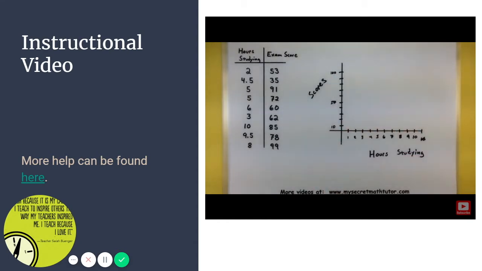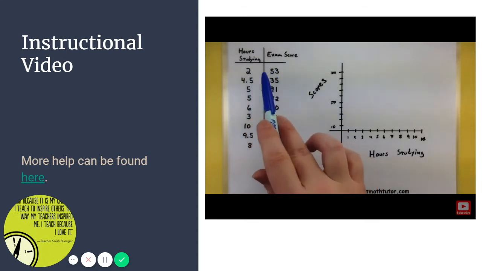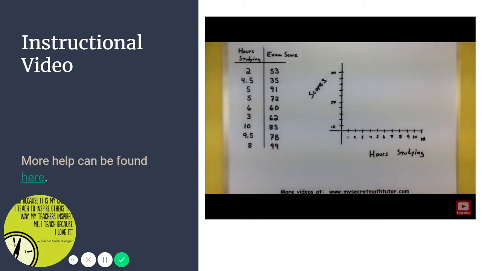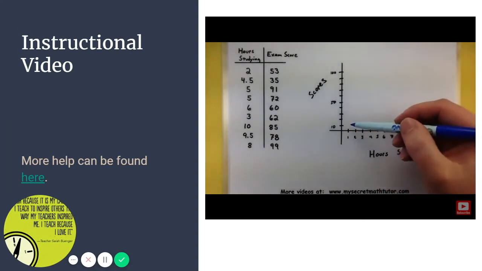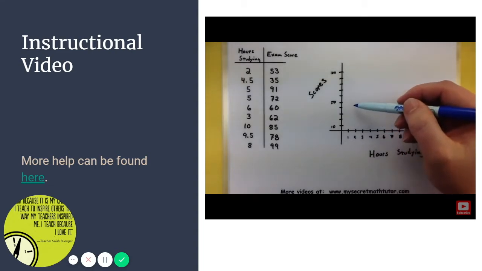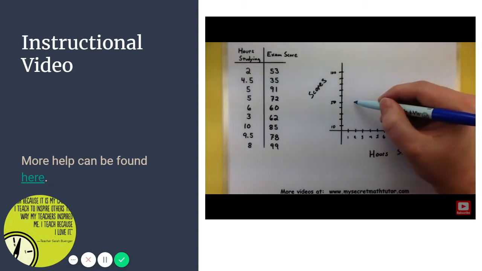Okay, looks good. Now the way this works is we want to put a data point at the intersection of hours and scores so that that one point represents a pair of data. Let's start off with the first one. So we want to put 2 hours of studying and a score of 53. So we'll first find the hours of studying. There's our 2. And we'll put a dot where it intersects 53. So just a little bit above the value of 53.